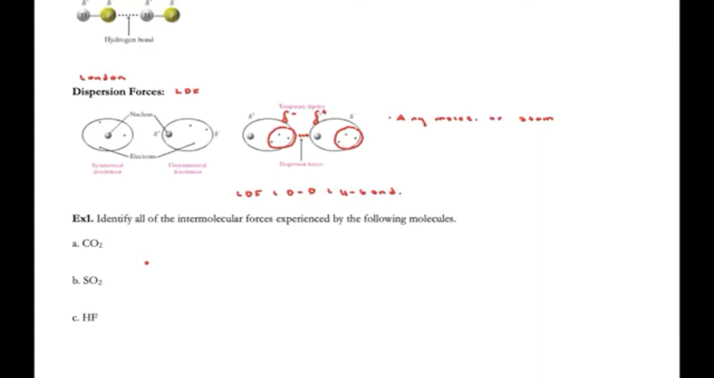Okay, let's look at this first example here. It says identify all the intermolecular forces experienced by the following molecules. For CO2, I've got to draw this molecule out first. Carbon has 4 valence electrons. Oxygen has 6 times 2, giving me a total of 16. Carbon's my central atom. When I draw this out and make everyone happy, what you'll notice is that I am right now using too many electrons. I'm using 20, I believe. Let's see, 2, 4, 6, 8, 10, 12, 14, 16, 18, 20. I'm using too many, which means I need to get rid of 2 sets of lone pairs in order to create a double bond.